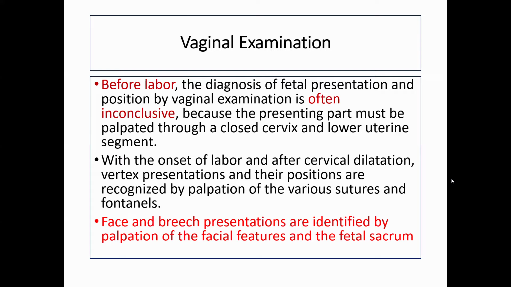The main aim is to find out the denominator so that we can know the position of the fetal head or fetus. If it's a breech, then we try to identify the denominator, that is the fetal sacrum. In case of the fetal face, the denominator is the mentum. It is the bony fixed point which comes in relation to the maternal pelvis. That's why, to know the denominator, we have to do PV examination.